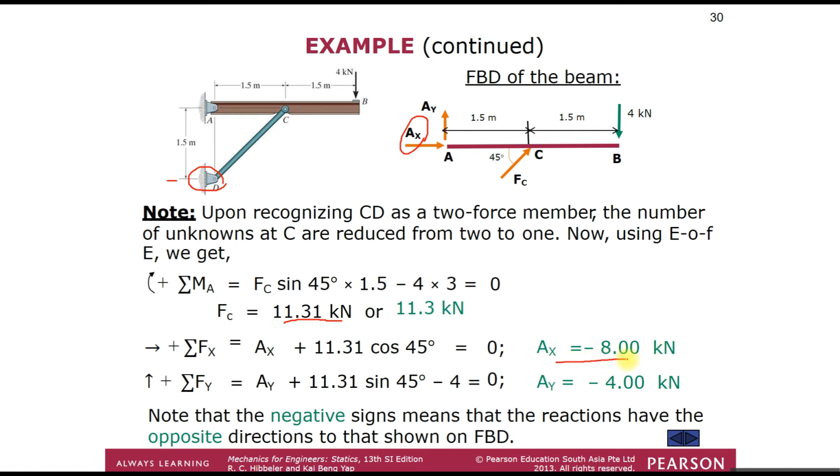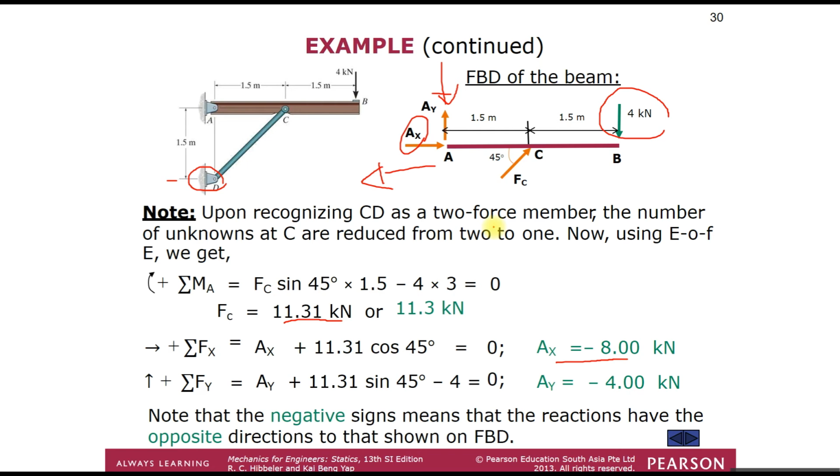So this minus value means that the direction is opposite. It is supposed to go this way. And for the y-axis, the summation of forces is Ay plus 11.31 sin 45 degrees minus 4, which is this value here, equals 0. Then we will get Ay at minus 4 kilonewton. So again, the force should be acting this way. But the magnitude is correct. It's just that our assumption of the direction is different from what we calculated.